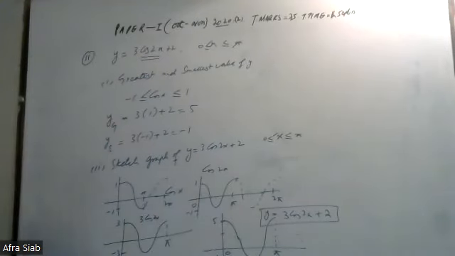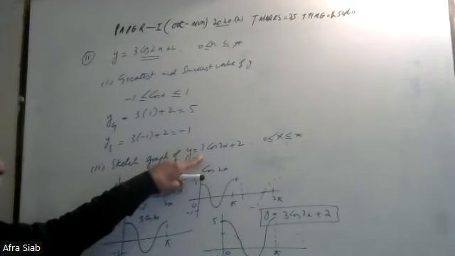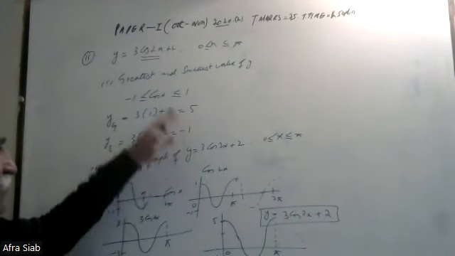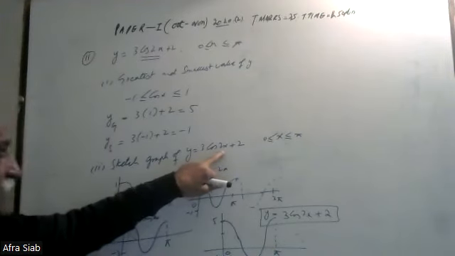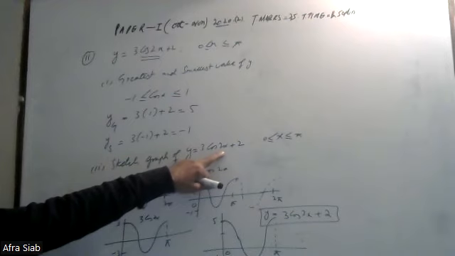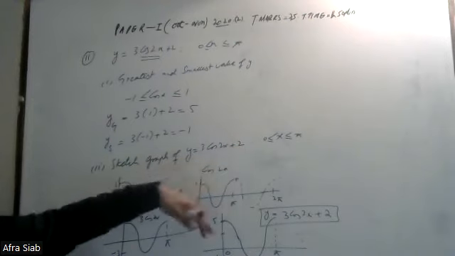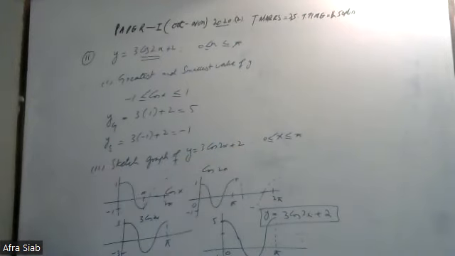So in this, there's amplitude, means upward and downward on the y-axis. This is x translation means stretching, and this plus 2 means what? On the y-axis, translation.